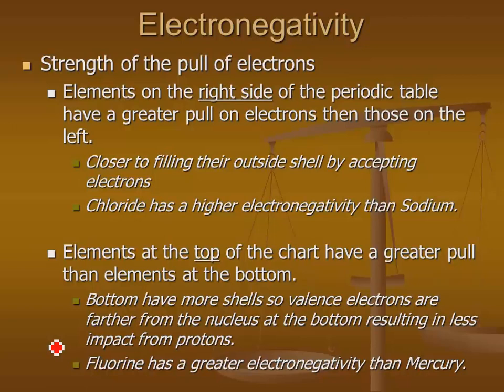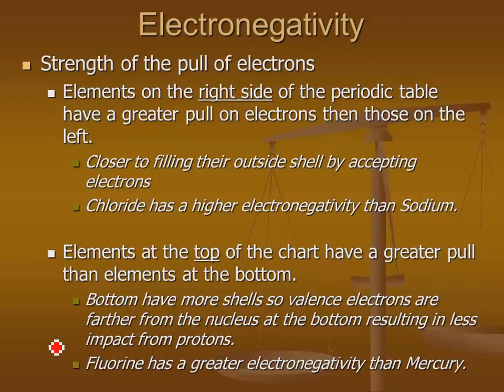Things on the top of the chart have a greater electronegativity than things further down that have more rows. And if you think about it, it makes sense because as you get further and further down the table, the atomic numbers get bigger and bigger, meaning the number of protons and electrons become greater and greater. So the further that outside valence electron is from the center, the less hold the center has on it. So it's easier to peel off those.